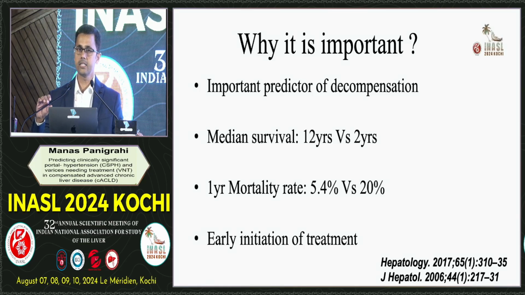So why is this CSPH so important? Basically, this is an important predictor of decompensation. If you see the natural history, compensated patients have a median survival of 12 years, whereas decompensated patients have 2 years only. Again, 1-year mortality rate in compensated patients is 5%, and in decompensated it is 20%. So CSPH is a very important predictor. If we know this early, there is early initiation of treatment we can suggest, like NSBB and other things.